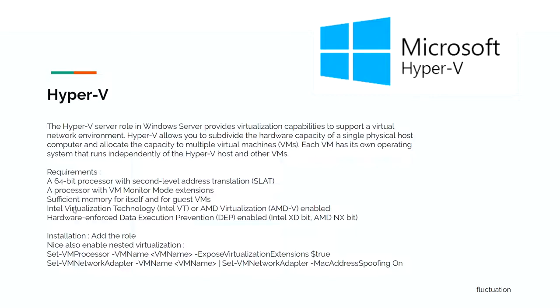So, how can you do that? To install Hyper-V, you add the role. But what happens if you don't have a physical server and you want to test Hyper-V? For that, you will need to enable nested virtualization. Nested virtualization is a way that you can install directly on Hyper-V. You can have a VM and install it directly in the VM.